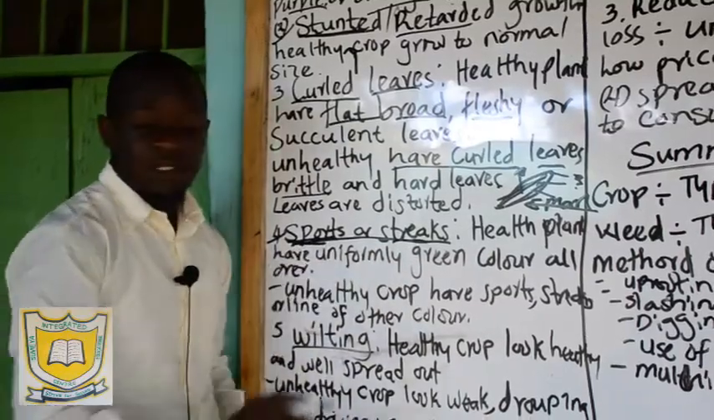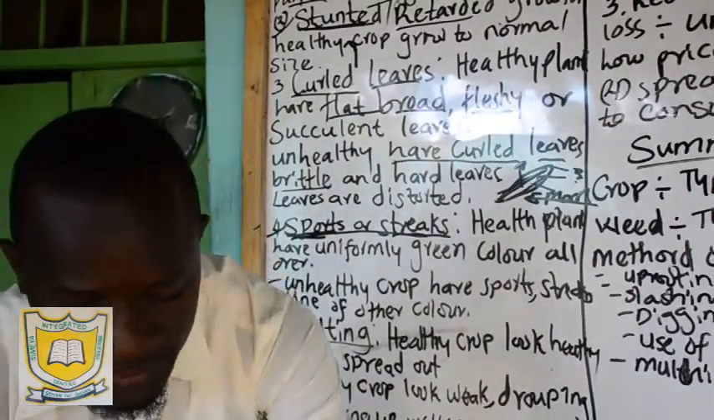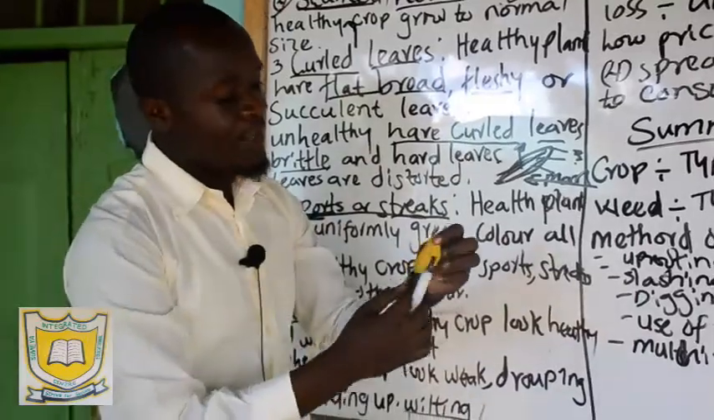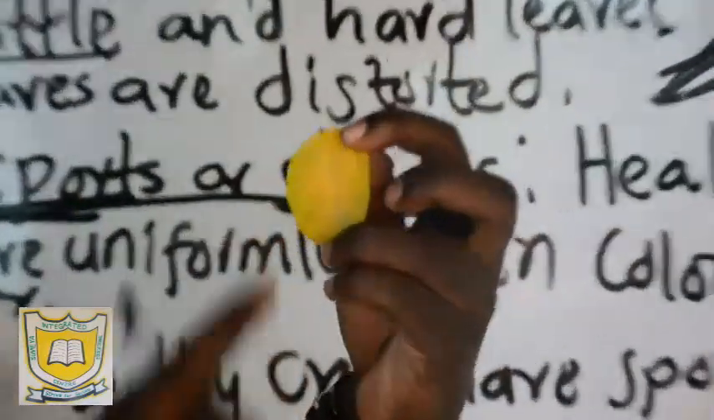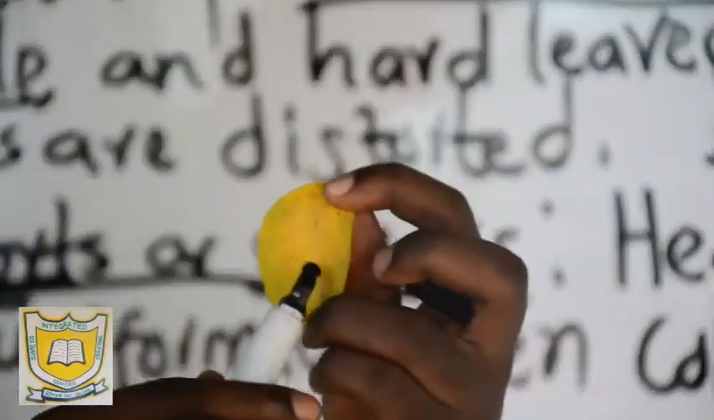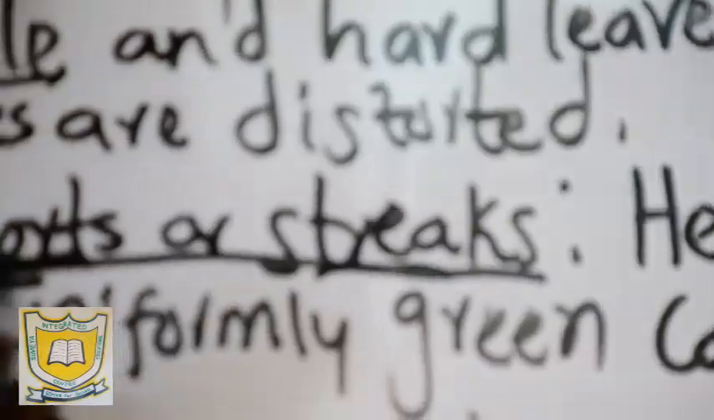That is spots. For example, when you look at this leaf here, it has some parts which are still green, but it also has some spots that are yellow. Those are the spots we are talking about.